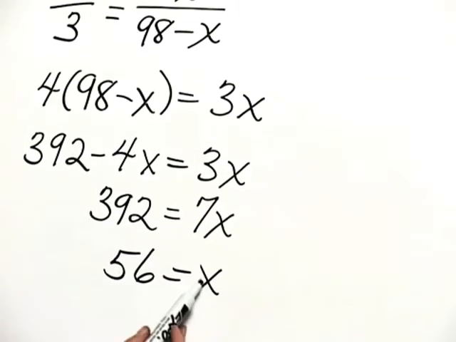Now here's where it's very valuable to have written down what x stands for. If we look back, we see that x stands for the number of lawns that Alex did. So Ryan would do 98 minus x, which is 42.